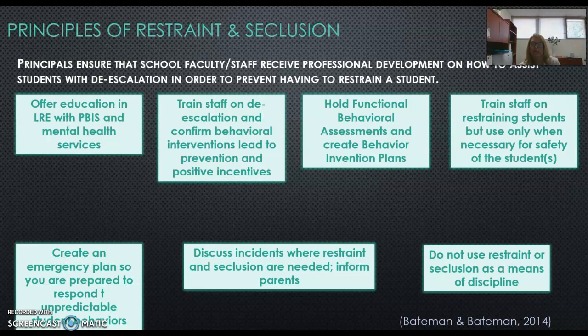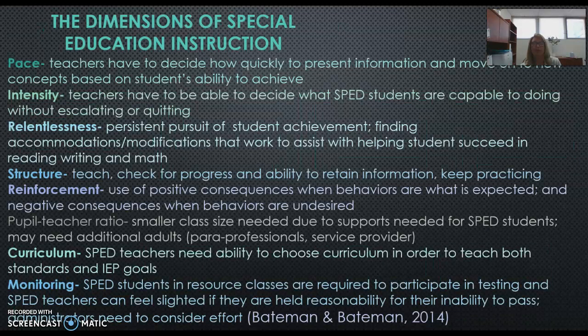Train the staff to restrain students, but only to use that if necessary for the safety of the student or students. Create an emergency plan so that if something happens that's unpredictable, you're prepared. Discuss incidents where restraint and seclusion are needed and inform parents. Do not restrain or seclude or pull students to seclude them as a means of discipline. Bateman and Bateman, 2014.